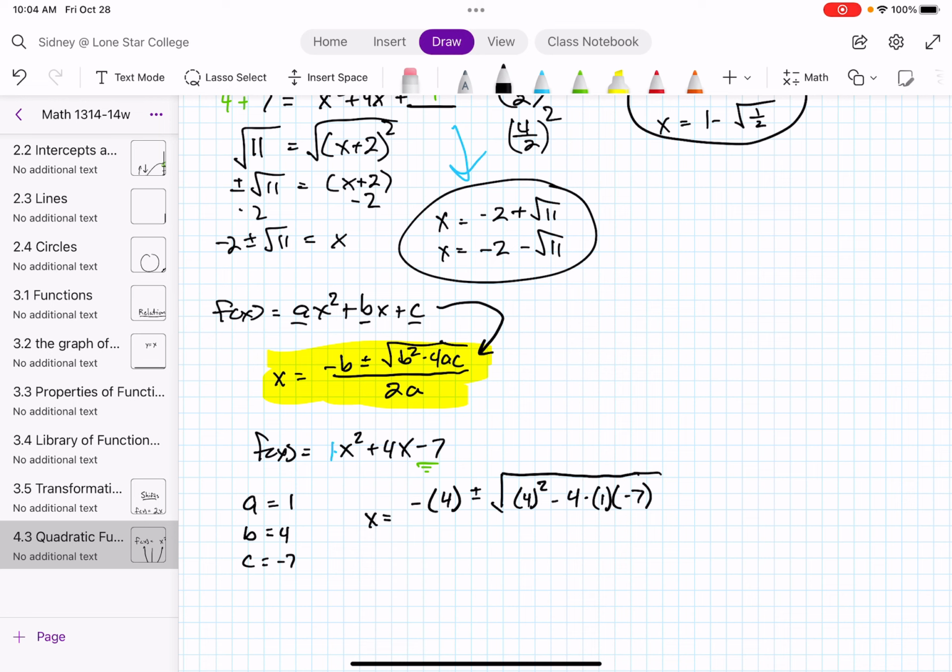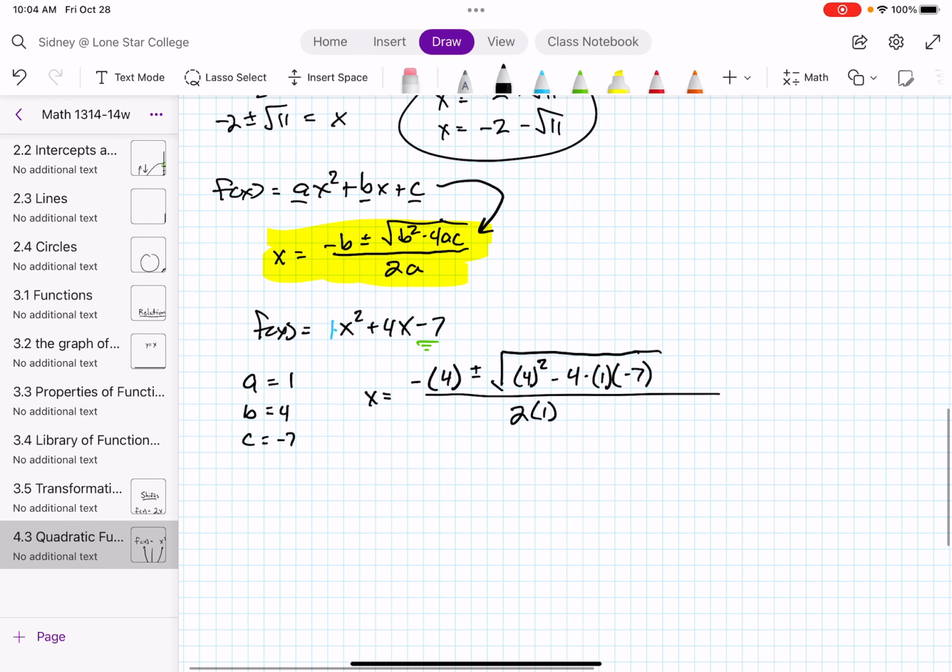All right. So all of that over 2 times a, so that's 2 times 1. Now if I go and start cleaning this up, I'm going to take this little piece here out to the side because it's a lot of work to show. So I got 4 squared is 16, and I'm just going to do order of operations here, times 1 times negative 7. So 16 minus 4 times 1 times negative 7.